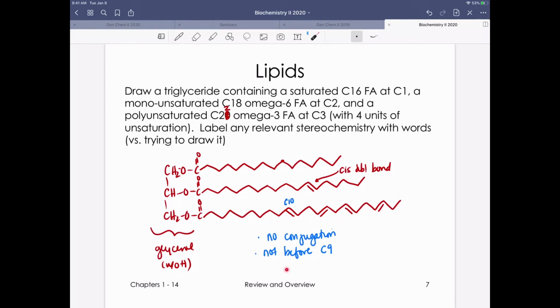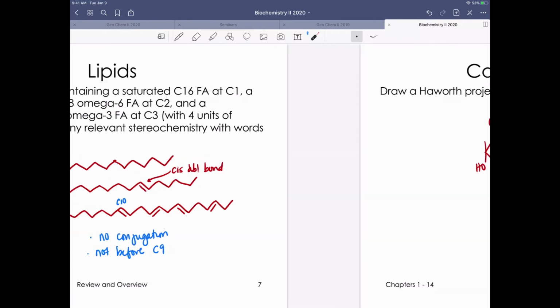Some important information to think about when we do have additional double bonds, if we're going to have a polyunsaturated fatty acid. 2 rules that we have to adhere to. Double bonds are never drawn in conjugation, and they're never going to be before carbon 9, remembering that our highest priority functional group here with our ester, this is carbon 1. So just some rules to think about being able to draw any fatty acid.